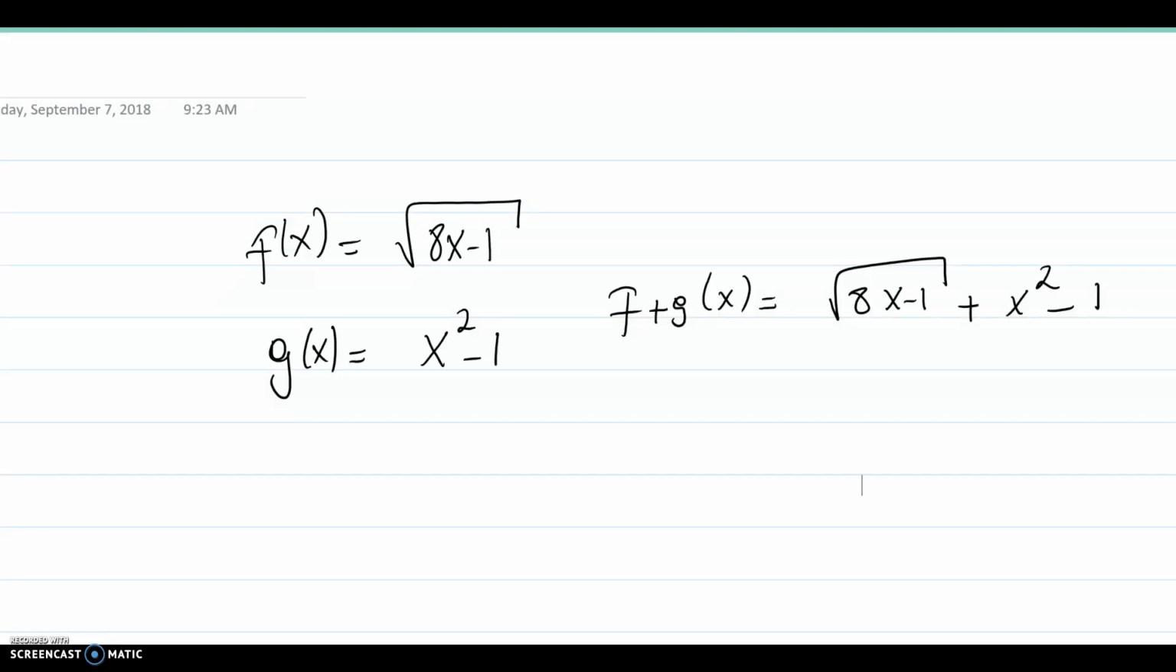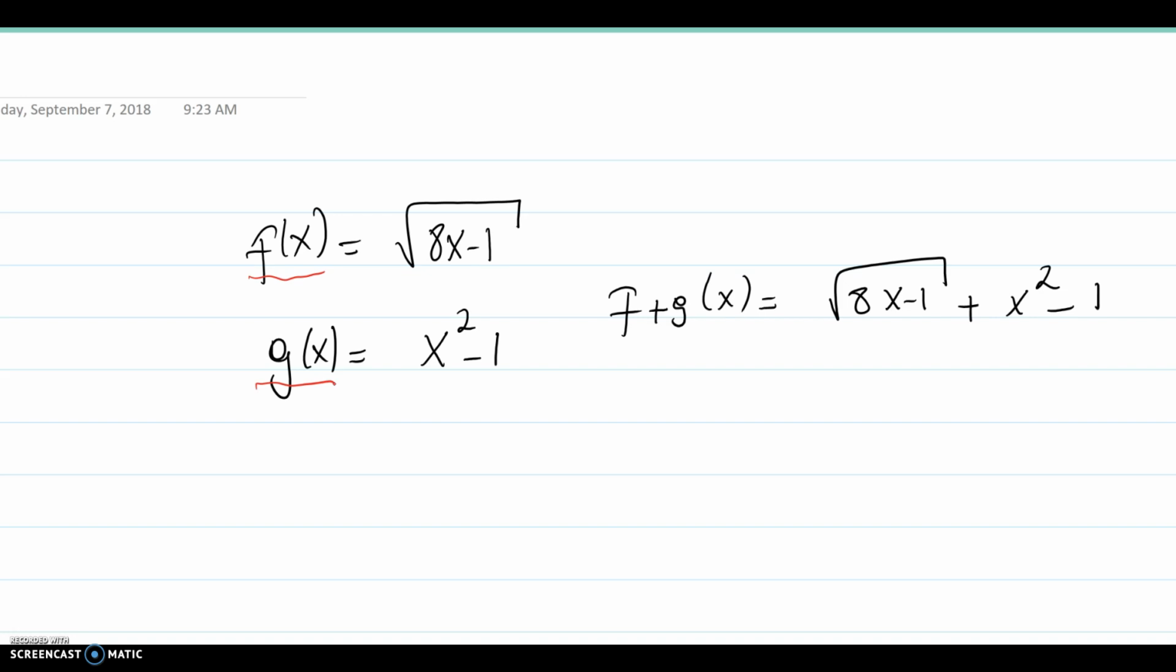So I felt like I need to explain this just a little bit. Maybe I didn't do a good job as I was teaching yesterday. So what we have here, we have two functions. f of x, it's a square root function, square root of 8x minus 1, and g of x, it's a quadratic function, x squared minus 1.